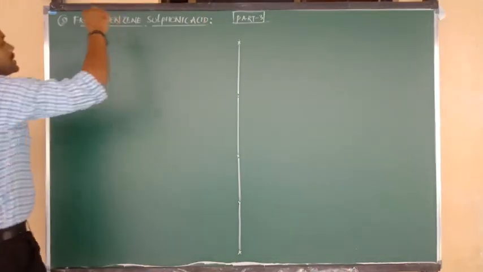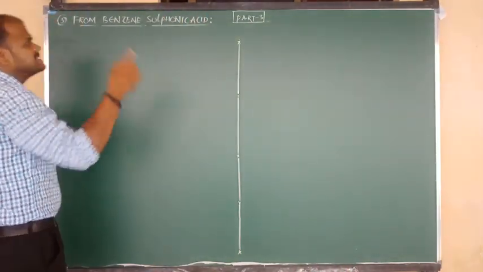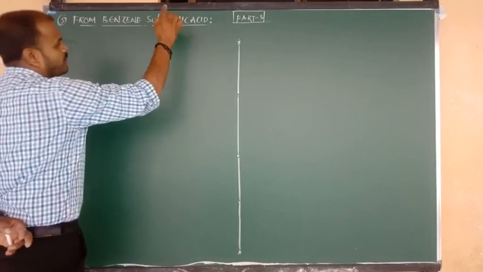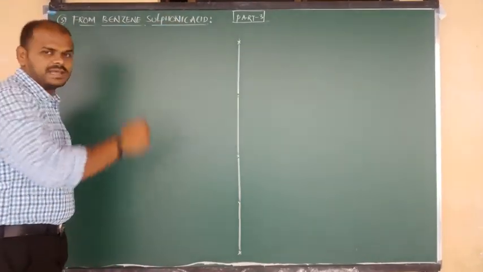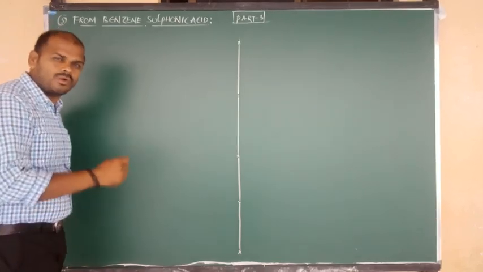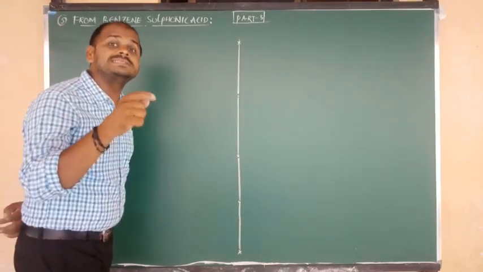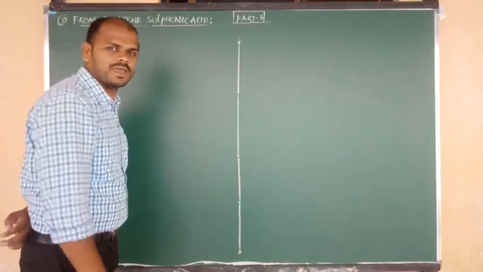So for the preparation of phenols, this is the third method: from benzene sulfonic acid. How to prepare phenol by using benzene sulfonic acid? The method is nothing but the sulfonation method.